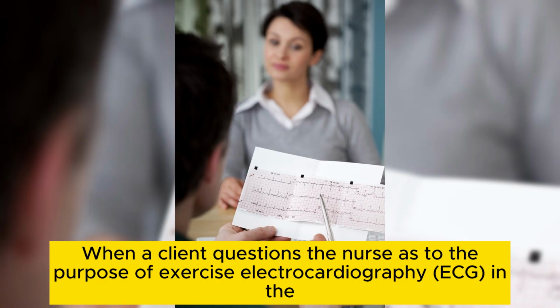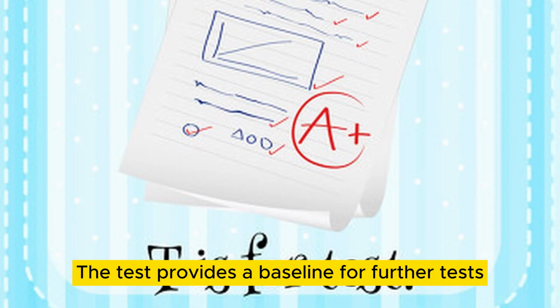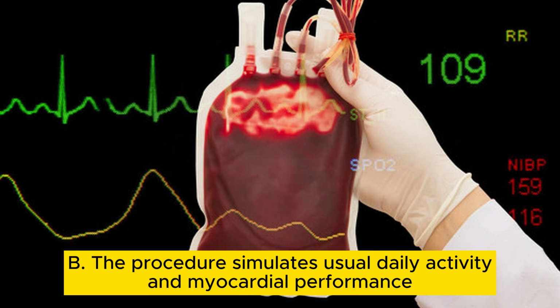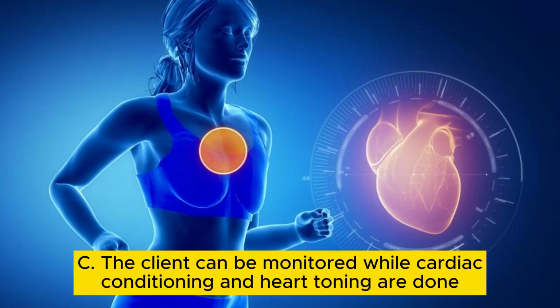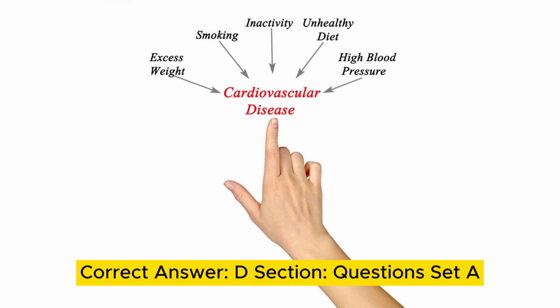Question 7. When a client questions the nurse as to the purpose of exercise electrocardiography (ECG) in the diagnosis of cardiovascular disorders, the nurse's response should be based on the fact that A. The test provides a baseline for further tests. B. The procedure simulates usual daily activity and myocardial performance. C. The client can be monitored while cardiac conditioning and toning are done. D. Ischemia can be diagnosed because exercise increases O2 consumption and demand. Correct answer: D.